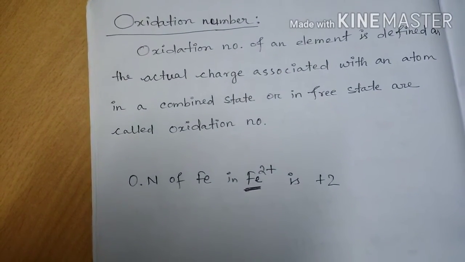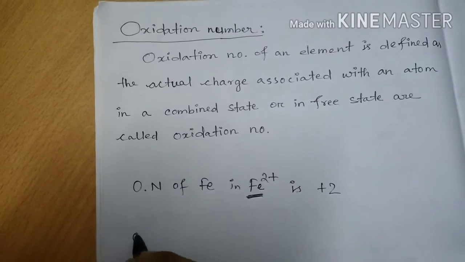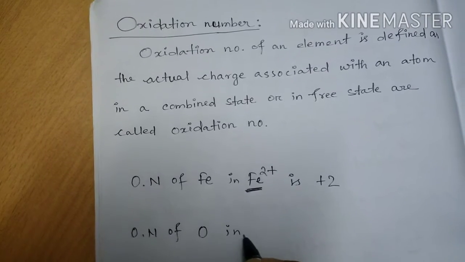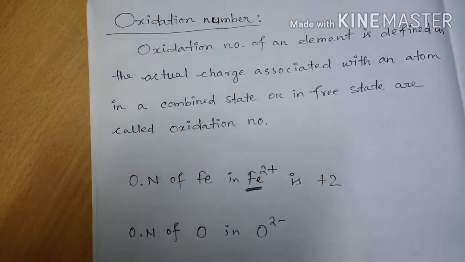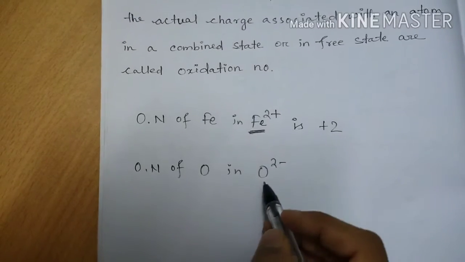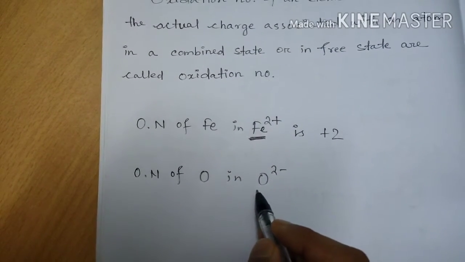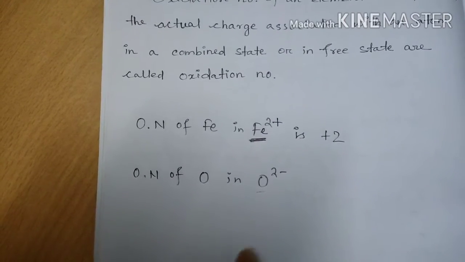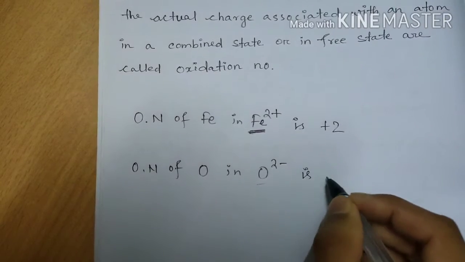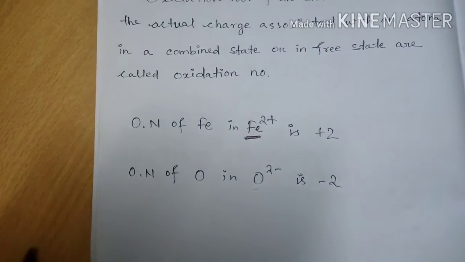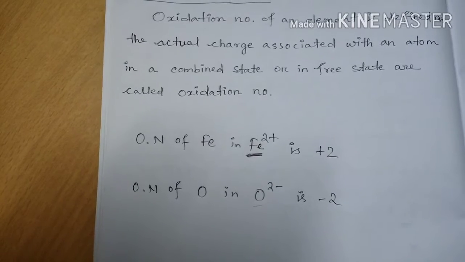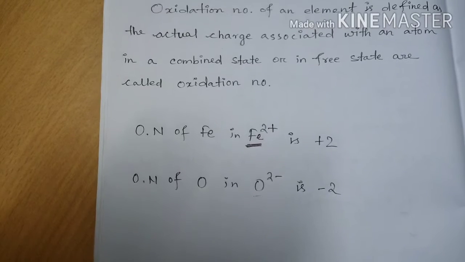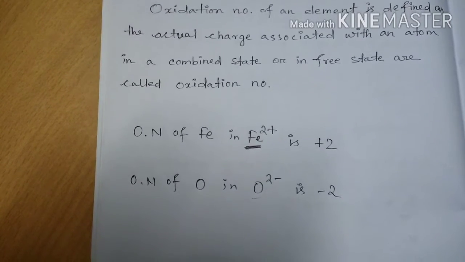Similarly, if we take the oxidation number of oxygen in O2-, because the charge of this oxygen is -2, obviously the oxidation number of oxygen will be -2. So this is the oxidation number. Clear? Now come to the rules, how we shall calculate the oxidation number.